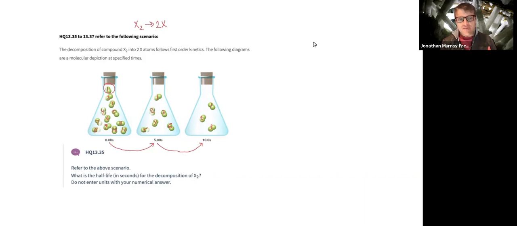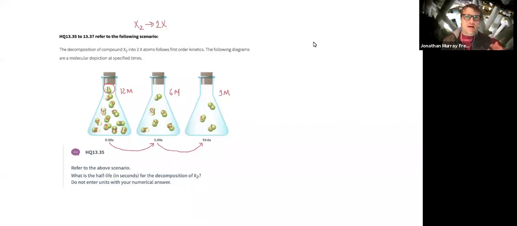To make our lives easy, let's say that this Erlenmeyer flask is a 1-liter flask. So we can directly take those 12 molecules and say, okay, I have a 12 molar solution here. That goes to 6 molar at 5 seconds and then 3 molar at 10 seconds. So we were fortunate in this problem that they gave us nice, neat numbers that fit nicely into that half-life time frame of going from 12 to 6 to 3.